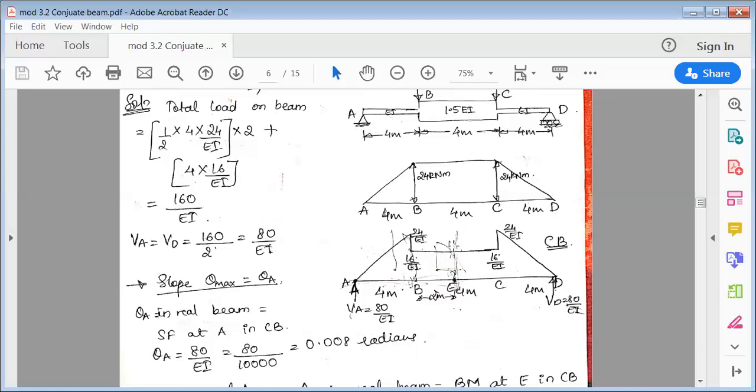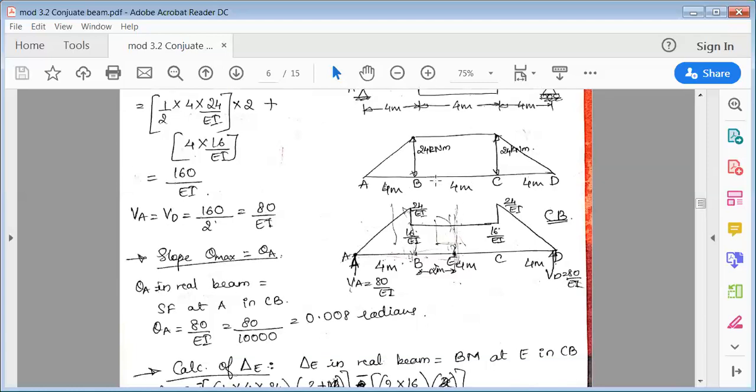To stop this load, because it is symmetrical, we'll imagine that the load 160 is acting exactly at the center. So now this load gets distributed equally here. To the left side, half. To the right side, half. So basically, it is 160 over EI acting downward. When you divide this, it becomes 80 and 80. So 80 upward, 80 upward. When you add both of these, it becomes 160. Okay, so now we are going to show this as VA. VA is nothing but the shear force. So VA is equal to 80 over EI. VD is equal to 80 over EI.